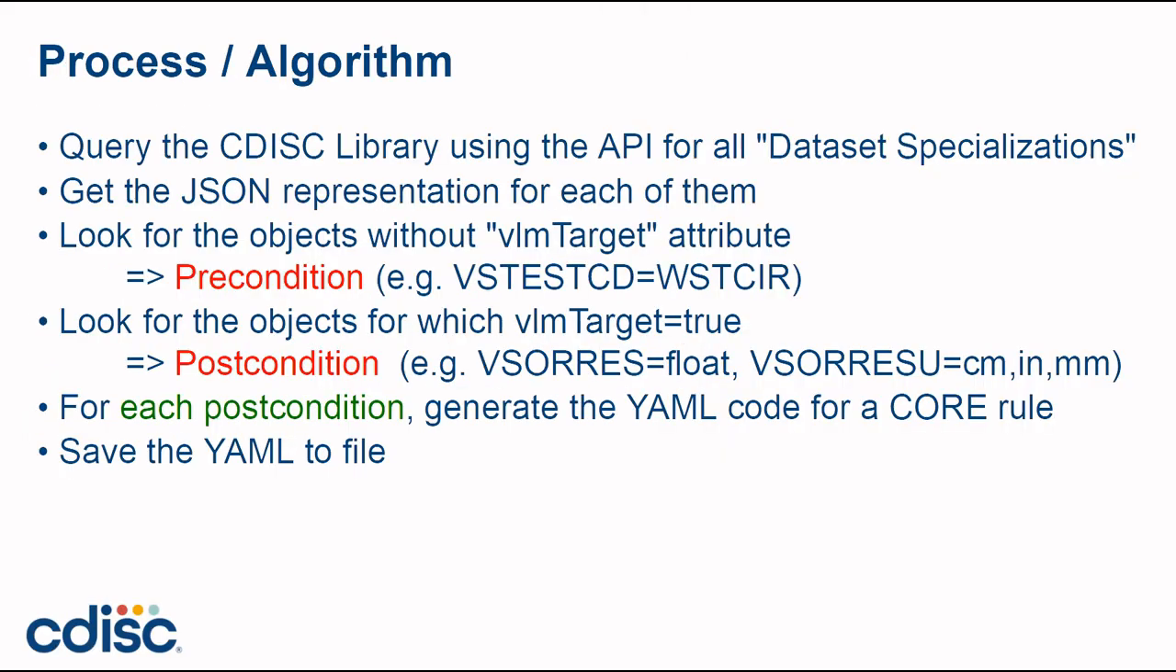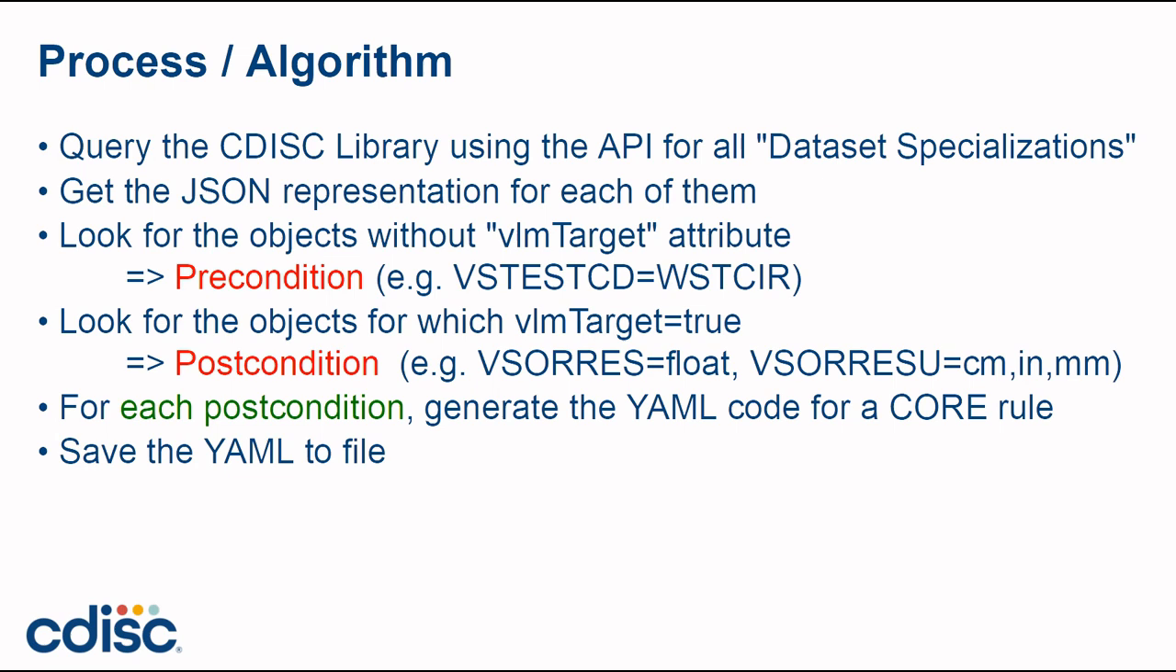So how did we do that? We wrote a very small program, less than 2000 lines, that queries the CDISC library for all dataset specializations using the API. For each of these, we look for the objects that are not so-called value-level metadata targets. These become the preconditions of our rule.